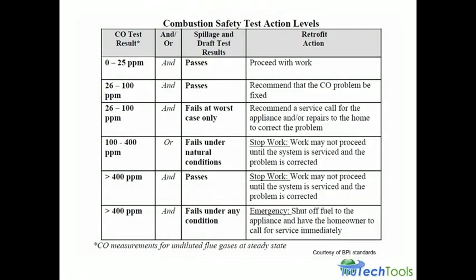All right, so combustion safety test action levels. CO measurements for undiluted flue gases at steady state. And here's right out of BPI standards. Somebody was just asking what those standards are. Undiluted is the same thing as CO air free, because we're talking about dilution by oxygen. So if I'm going to make that apples to apples, I'm going to say all the flue gases are undiluted. Well, here's what it is.